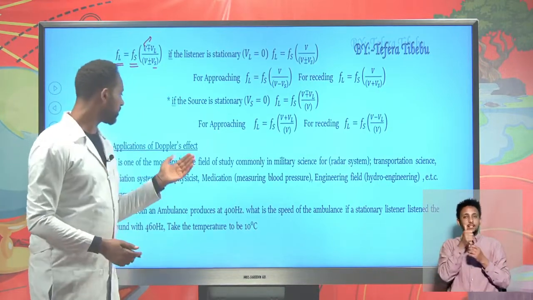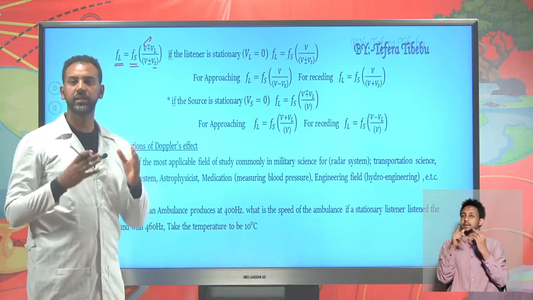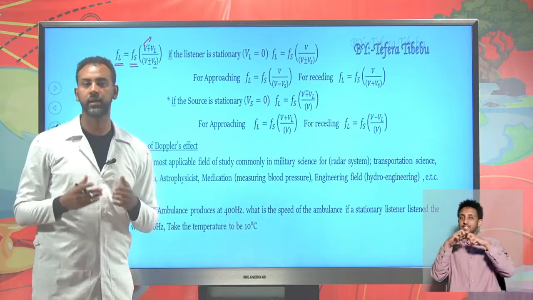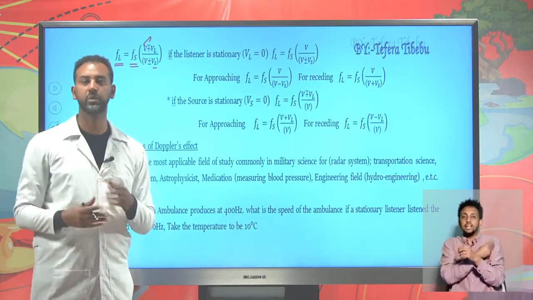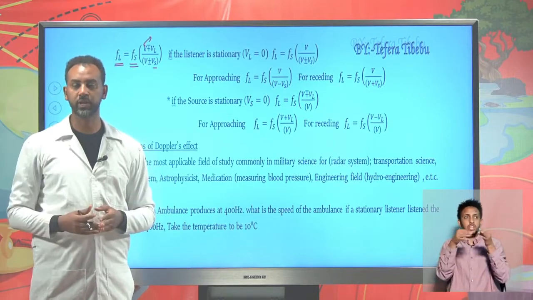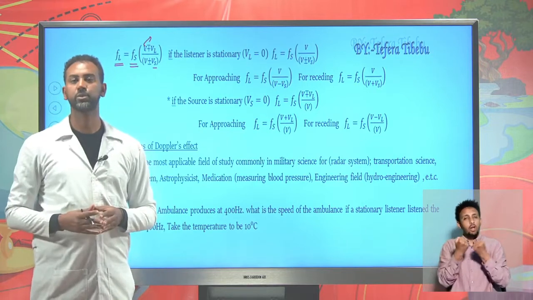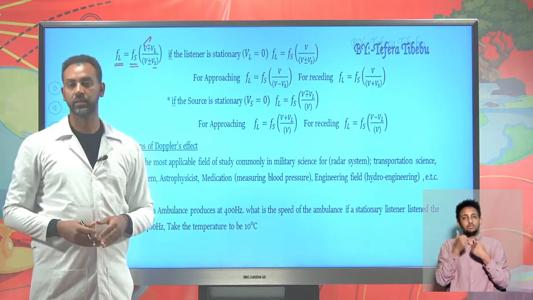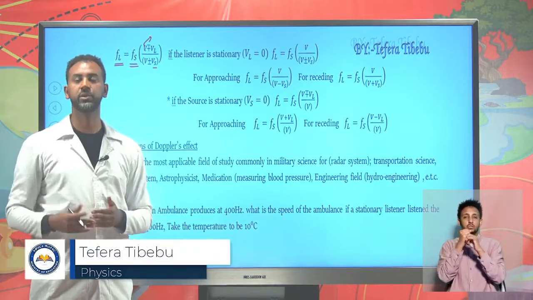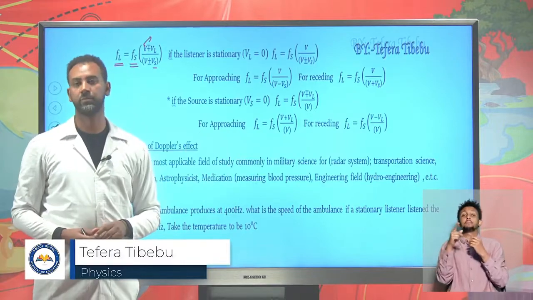The applications of Doppler's effect are numerous. You can find it in military science and in astrophysics. You can find it in medicine for measuring blood pressure. It's possible to apply it in transportation science for radar, controlling the speed of cars. As well as for engineering, it's possible to measure the speed of fluids. So that's the most applicable field of science.